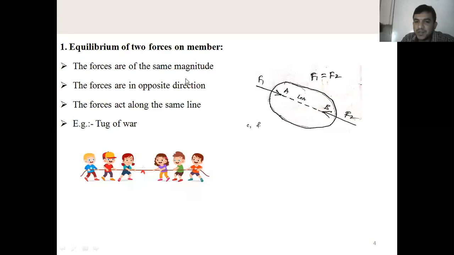Remember these 3 points. How do you remember them? Force is a vector quantity. It has magnitude, direction, and the location of the force. When you say the member is subject to only two forces, it means the magnitude should be the same, acting in the opposite direction, and acting along the same line of action. Remember these 3 points.